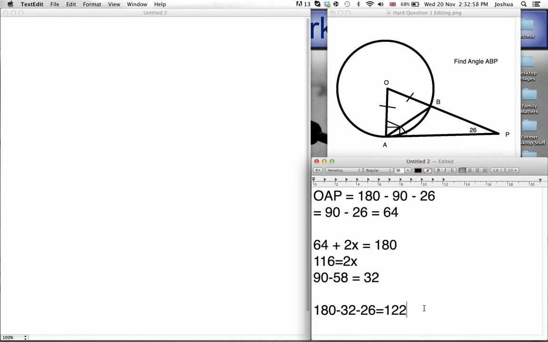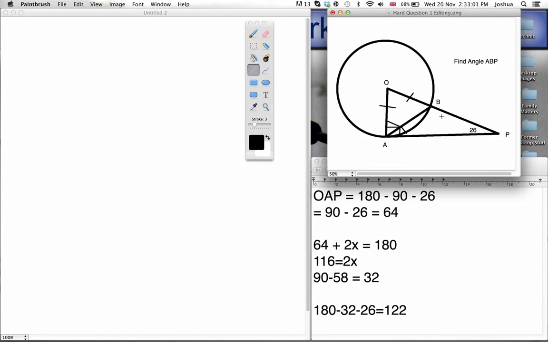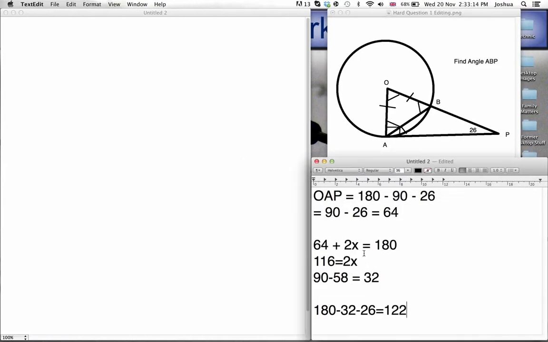Okay, so just to recap, you had to find out that this angle was 68, worked out that this angle was x, and realized that this angle and this angle had to be the same. 116 equals 2x, which was 58, right? You have to realize that both of these angles are 58.